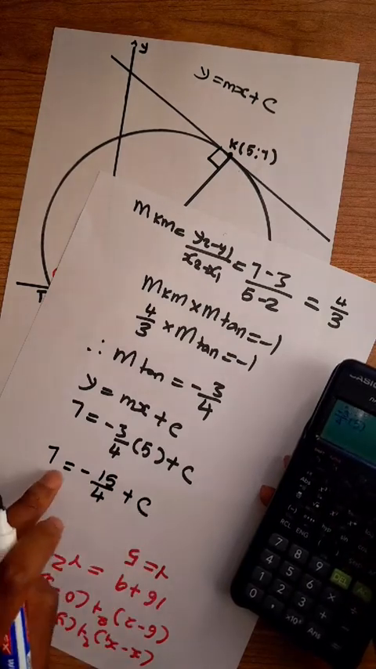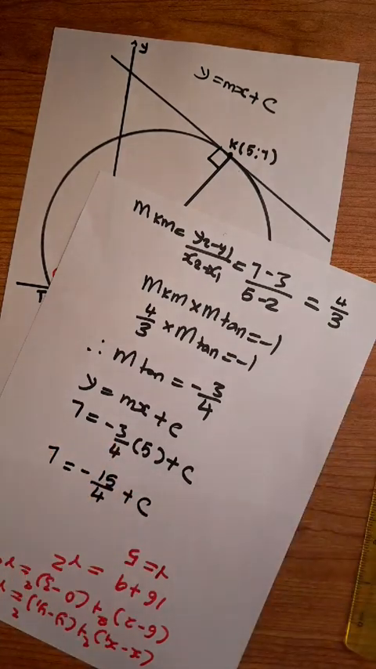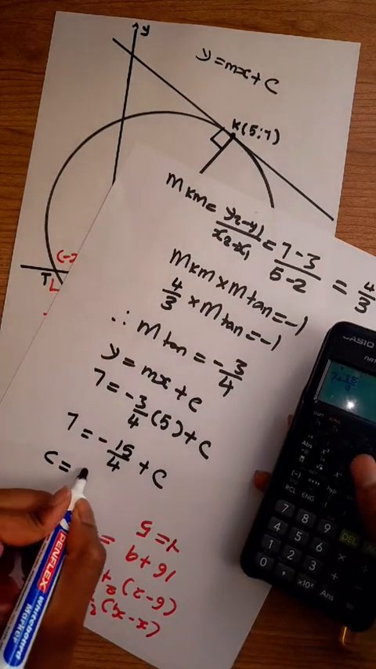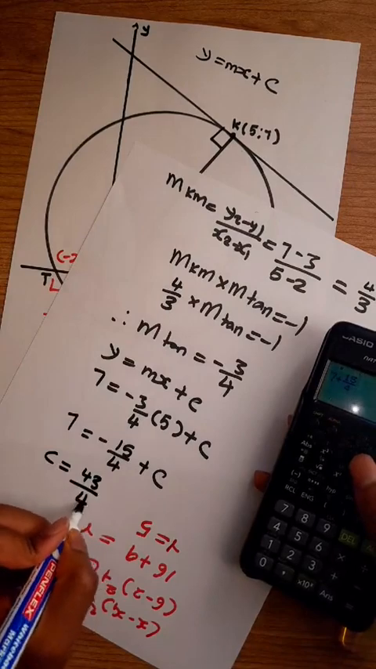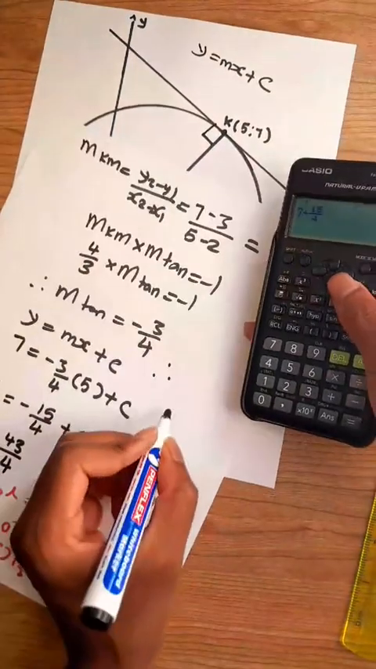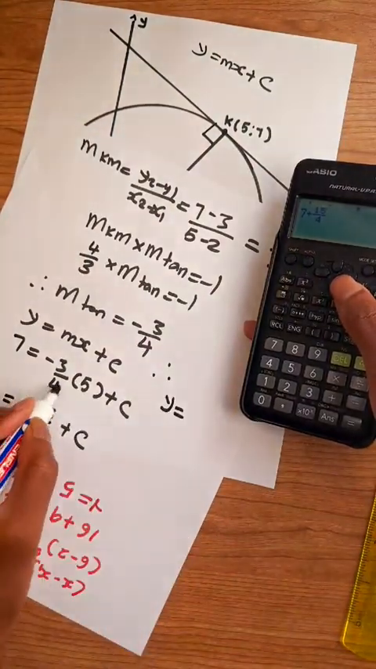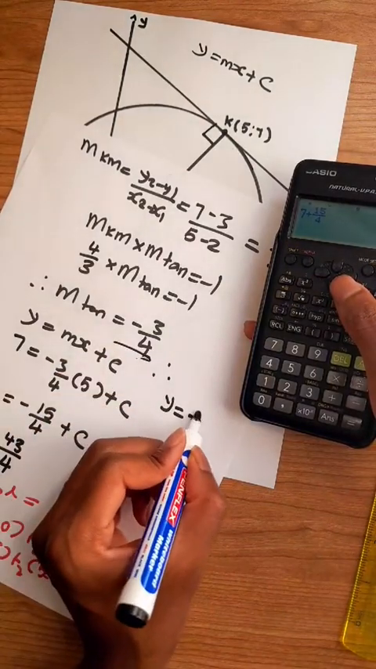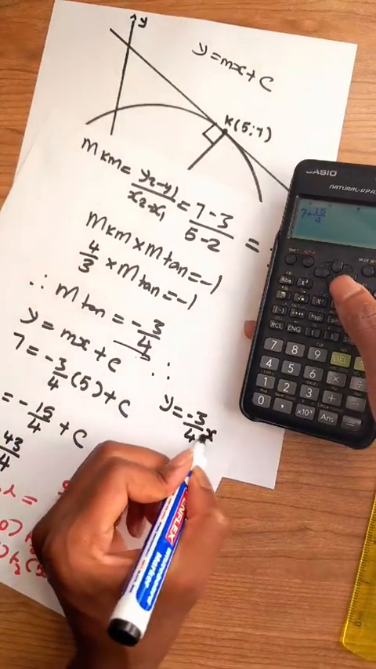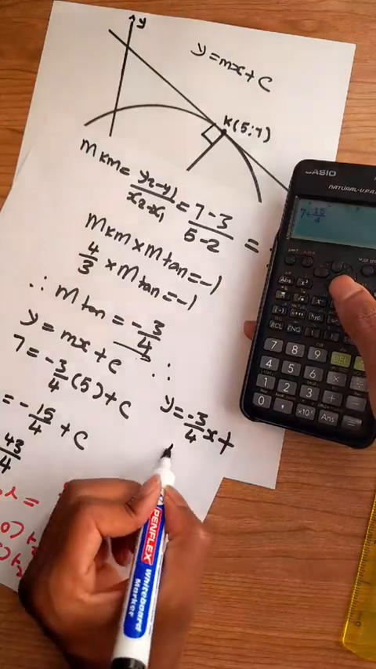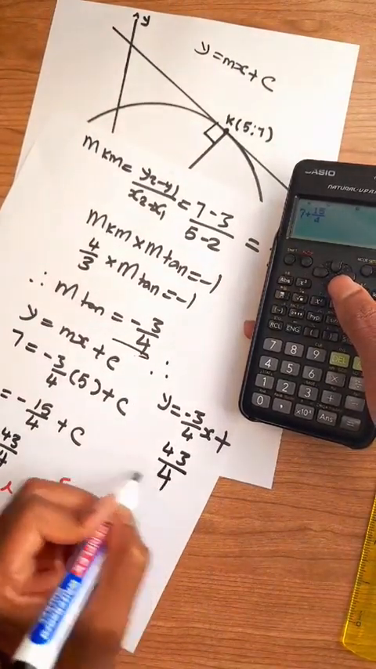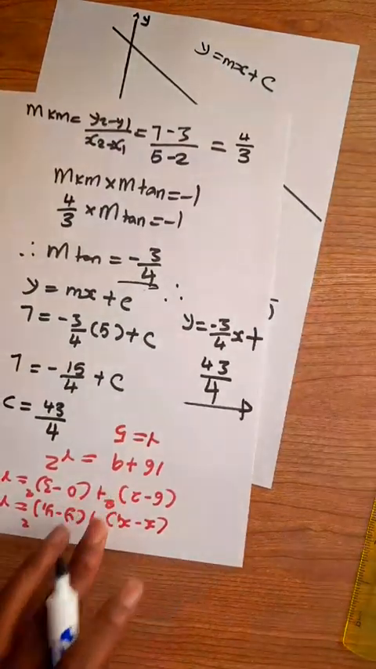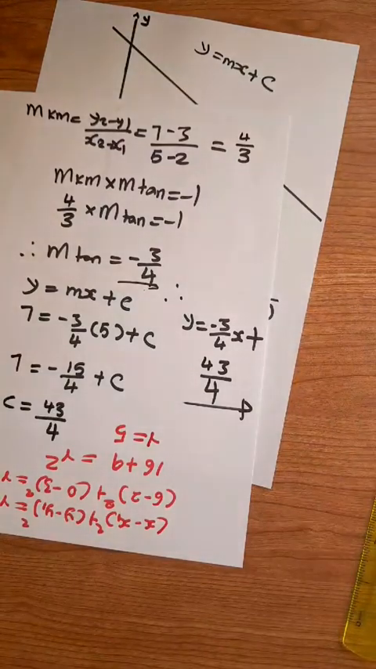So I'm just going to take this to the other side. I'm going to have 7 plus 15 divided by 4. So my c is actually going to be 43 divided by 4. Therefore, the equation is going to be y equals the gradient -3 divided by 4 x plus the value of c, which is 43 divided by 4. So this is how you actually answer this wonderful question.